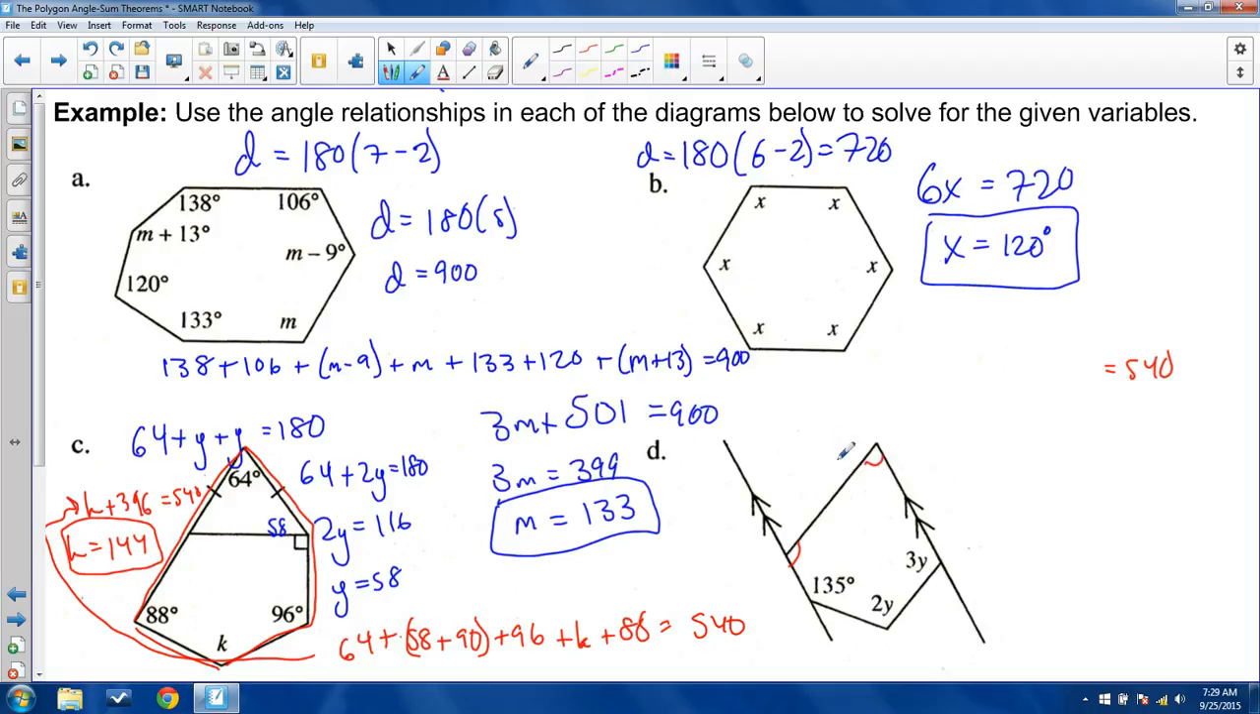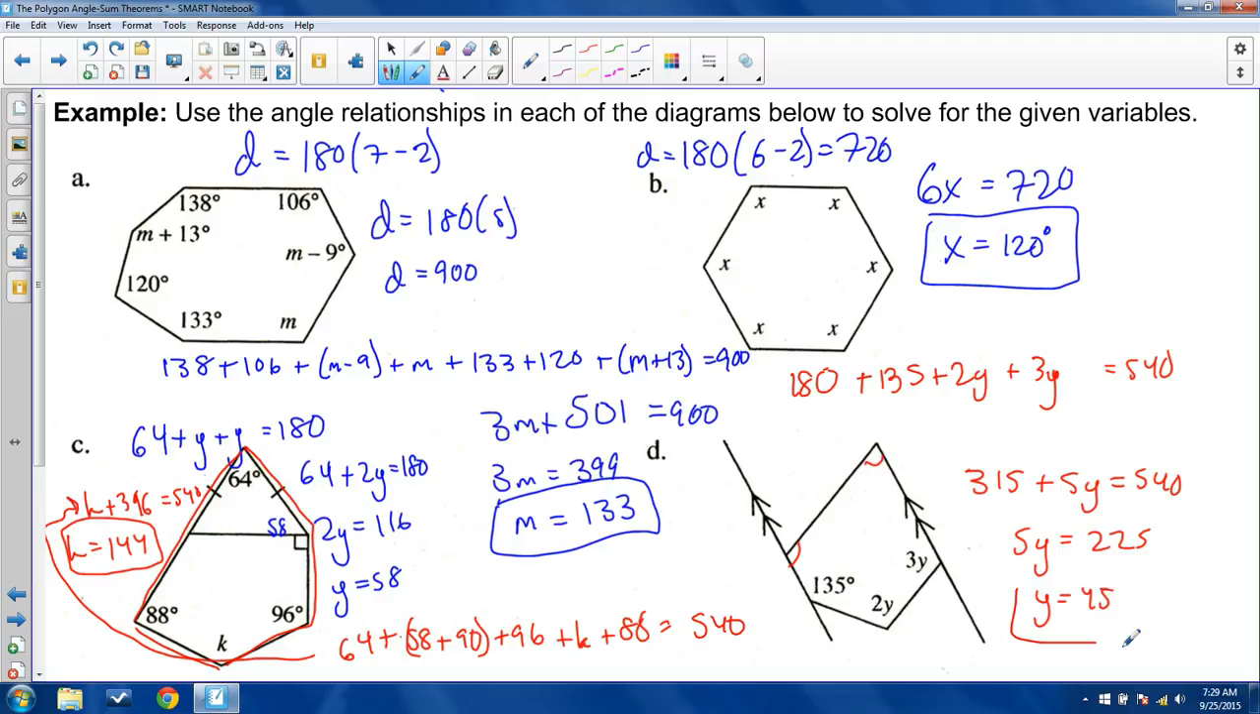So as I'm adding up these 5 angles, I can say this one plus this one, 180, plus 135, plus 2y, plus 3y equals 540. And that's your setup. 5-sided shape. 180 plus 135 is 315. That's plus 5y. So 5y equals, what is that, 225? Let's hope. And so y equals 45, I think. So 45, I guess I'll put degrees for y. And that's it. And that's all for those ones.